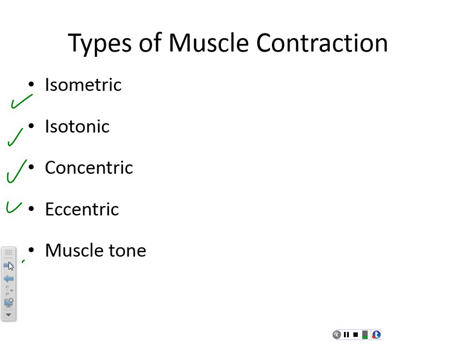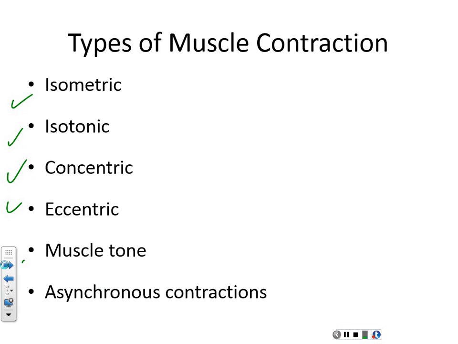And then muscle tone is a state of partial contraction of the muscles. That's why when you work out, your muscles become tight, because that's when you say, I want to get toned by going to the gym. They end up being slightly contracted, which makes them more firm. So that's what muscle tone is.